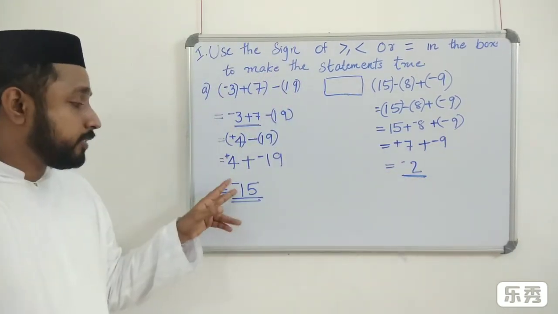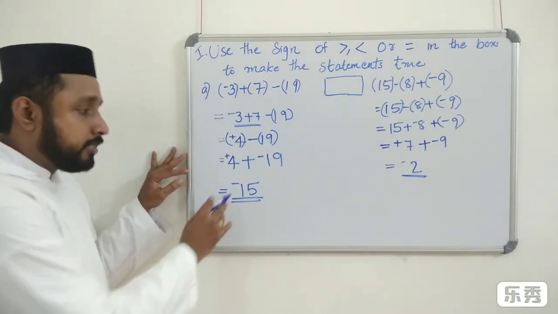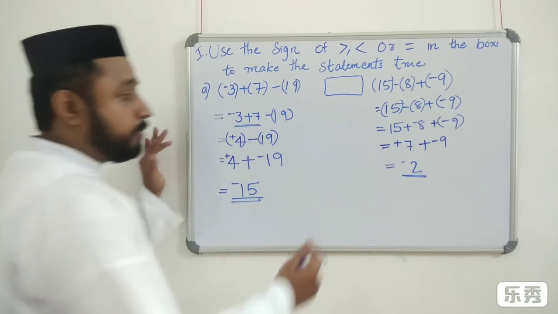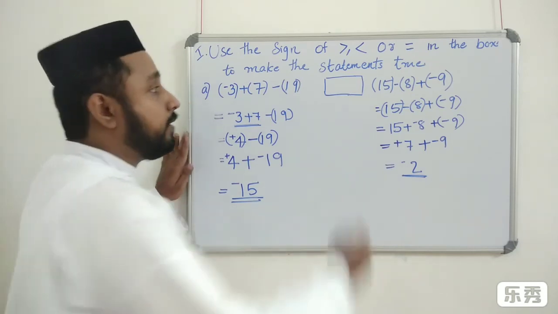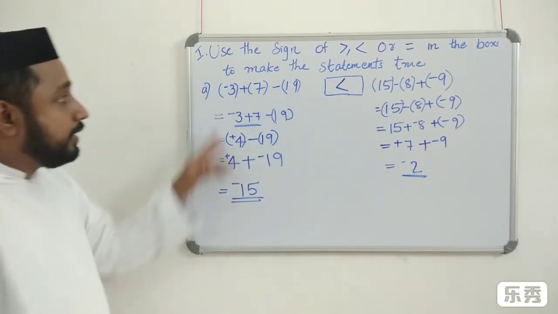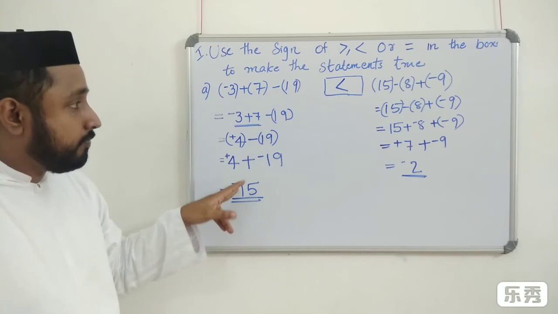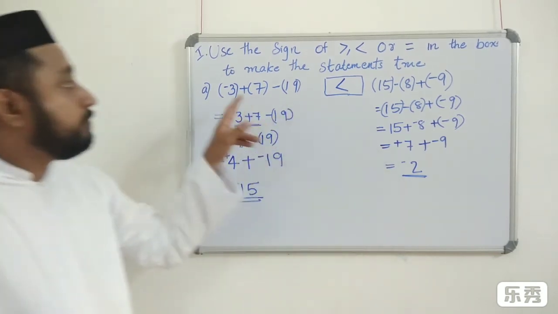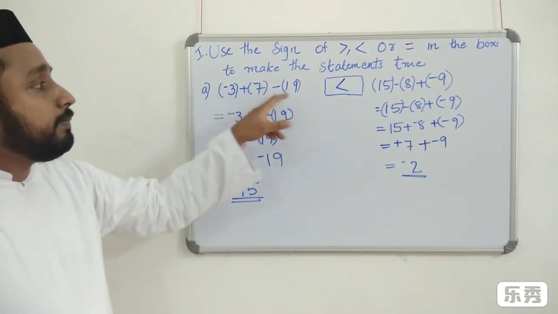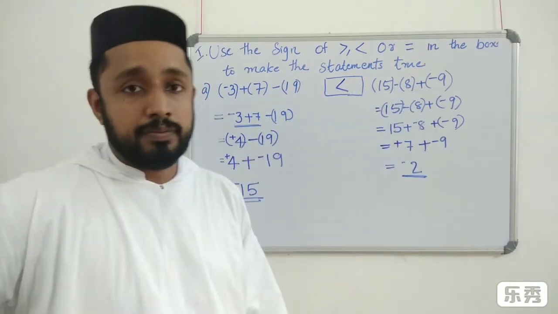So here we have minus 15, and here minus 2. Which is bigger, minus 15 or minus 2? Obviously minus 2 is the bigger one. So we put this symbol. Minus 3 plus 7 minus 19, which is minus 15, is less than minus 2. Therefore minus 3 plus 7 minus 19 is less than 15 minus 8 plus minus 9.